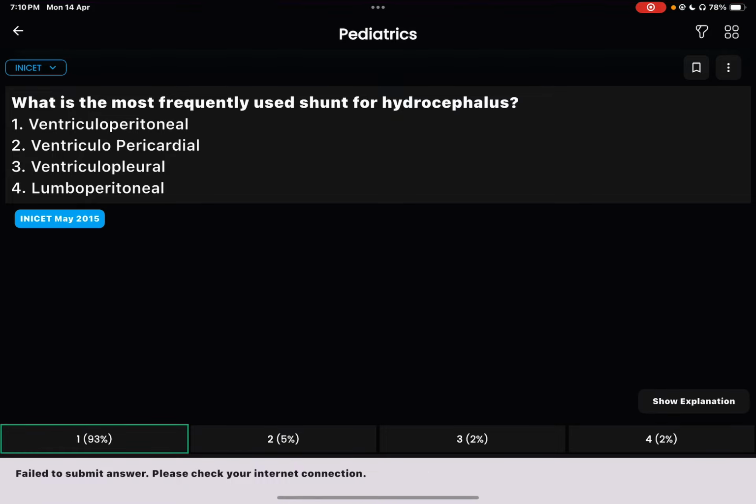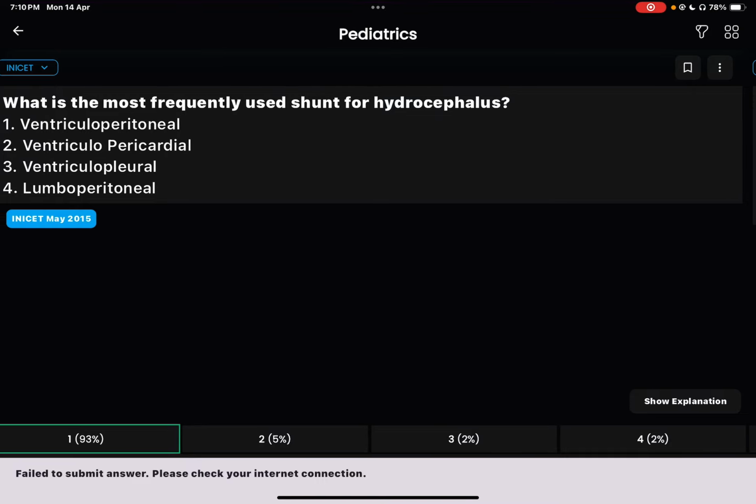Ventriculoperitoneal is the most frequently used.